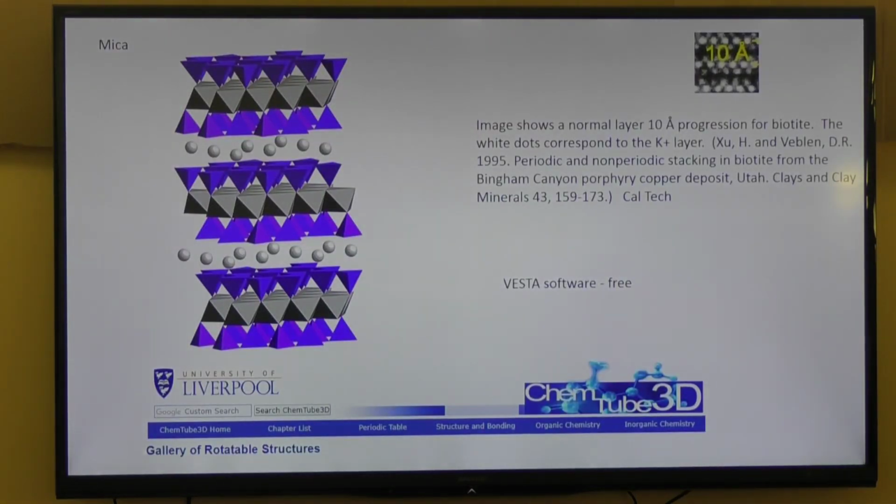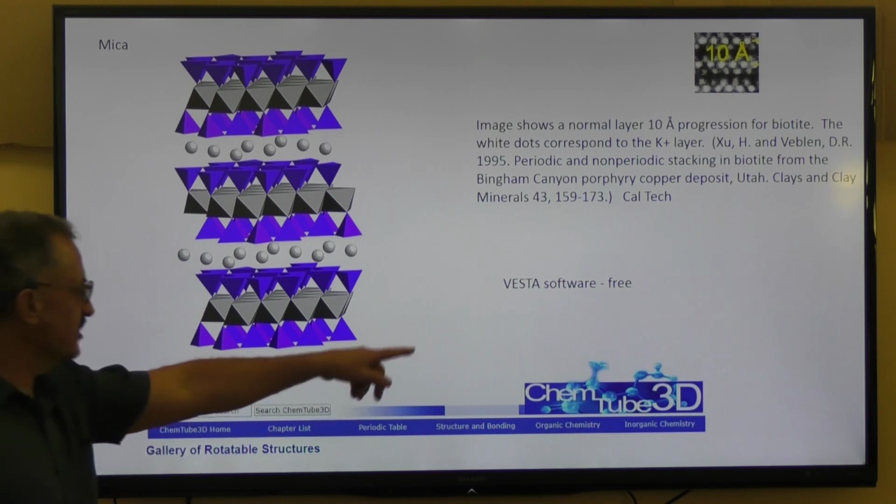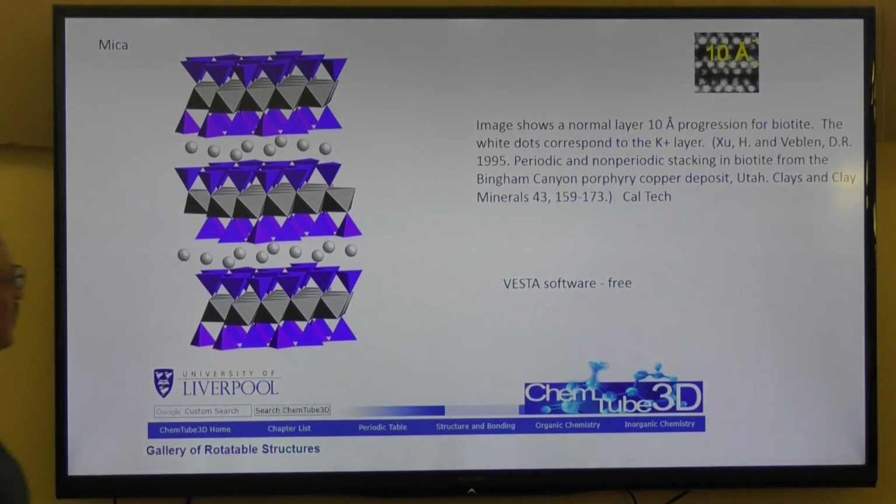This is my little advertisement for VESTA software. It took me a half hour to learn how to use this, download it and use it. You can take data from an X-ray database and make these structures and rotate them and look at them so you can understand what a mineral is.